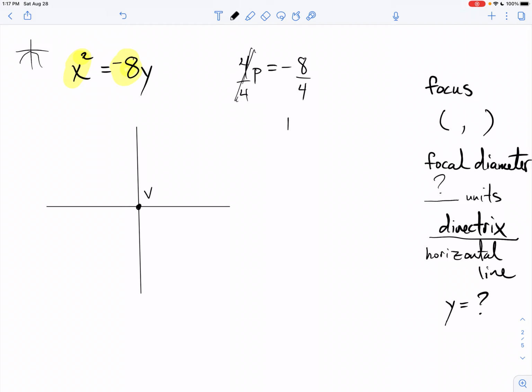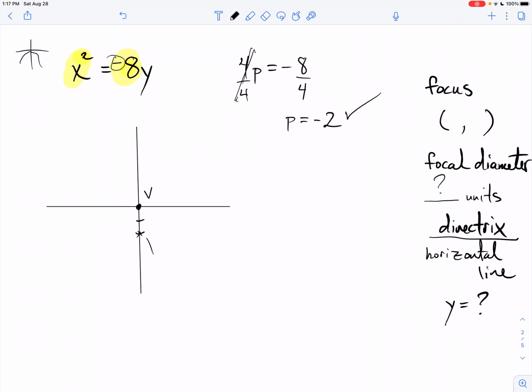My p-value is negative 2, which means, instead of going right or left, I'm not going to do that, because that would only be if y was squared. I'm not going to go left. I'm not going to go right. I'm actually going to go up or down. And since this time I have a negative, I'm going to go down. How far, how wide, all that stuff has to do with this guy. So I'm going to go down 2. Negative 2 sounds like go down 2.